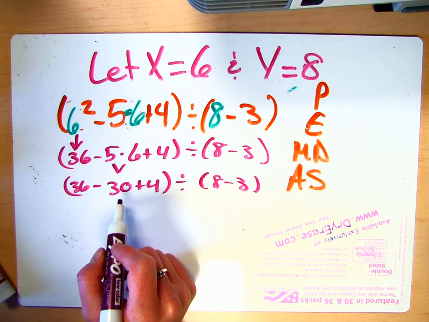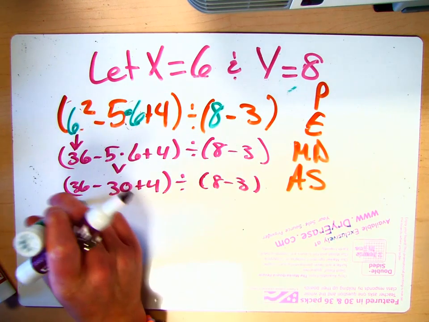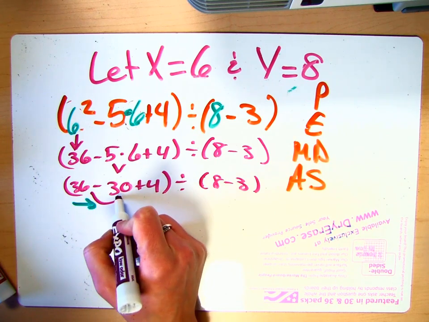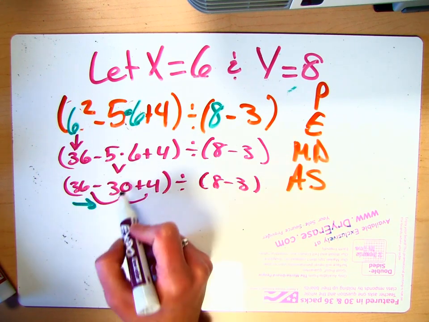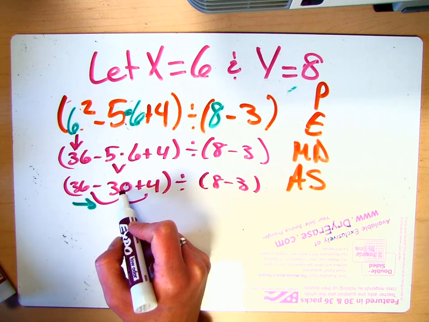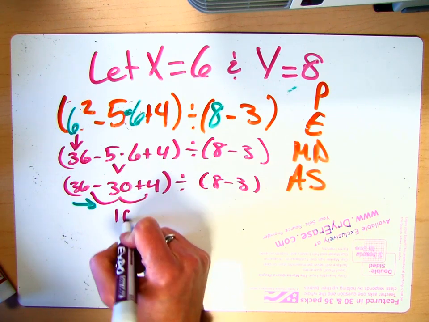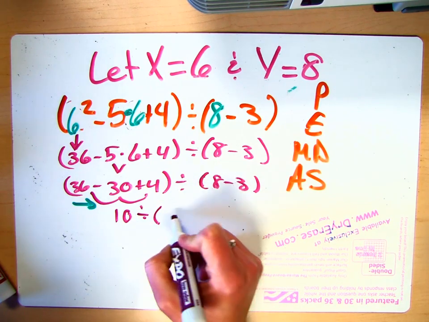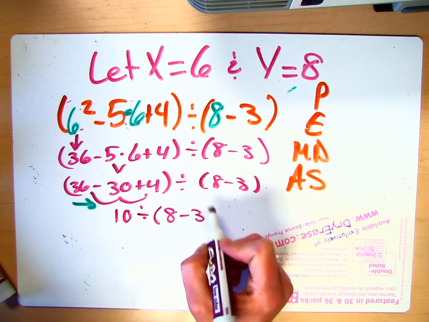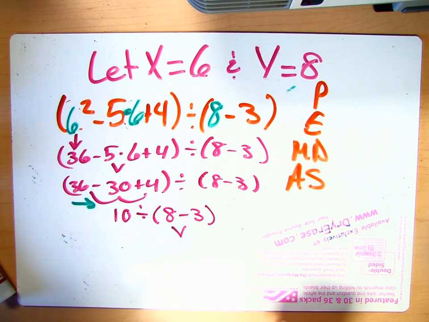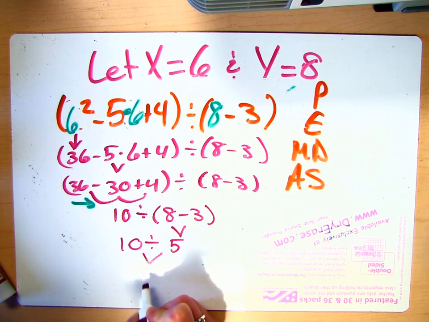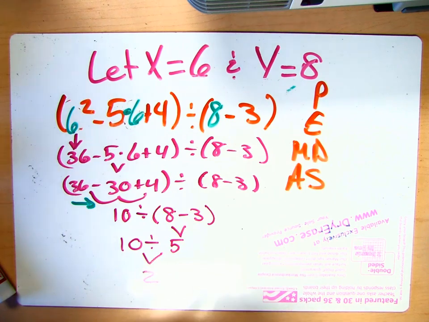Then I have subtraction and addition. Remember, when we see both addition and subtraction in the same problem, we work from left to right. So I'm going to do 36 minus 30, and then I will add 4. 36 minus 30 is 6, and when I add 4, that gives me 10. I can finally get rid of the parentheses, but I still need to bring the other set down for right now. We'll skip to those next. 8 minus 3 is 5. I can bring down the 10 divided by, and finally 10 divided by 5 is 2.